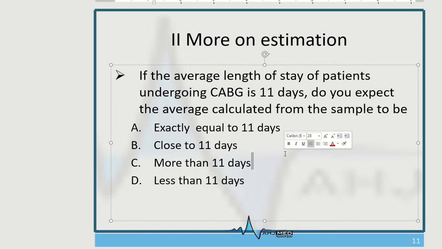The key to answering this question is to understand that what you're calculating in a sample is an estimate, a statistic. An estimate is never exactly equal to the real value, but hopefully it will be very close. So the correct answer is close to 11 days.